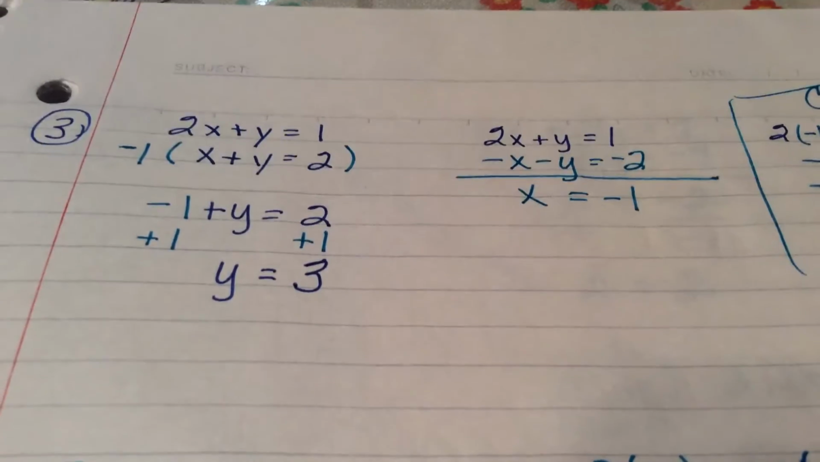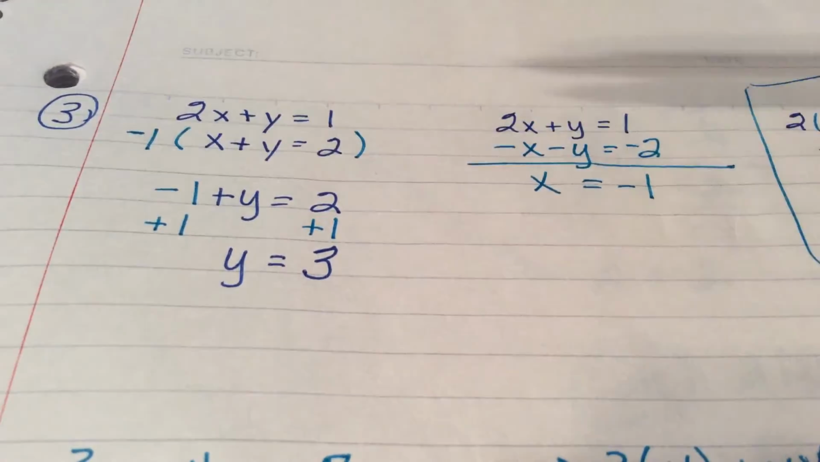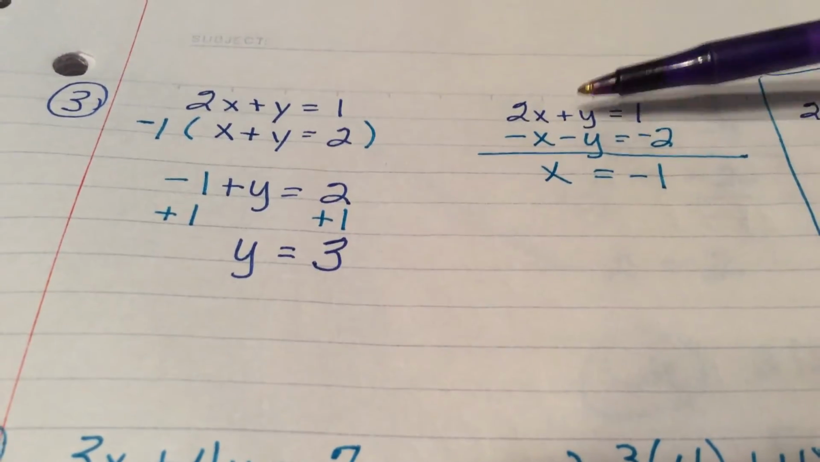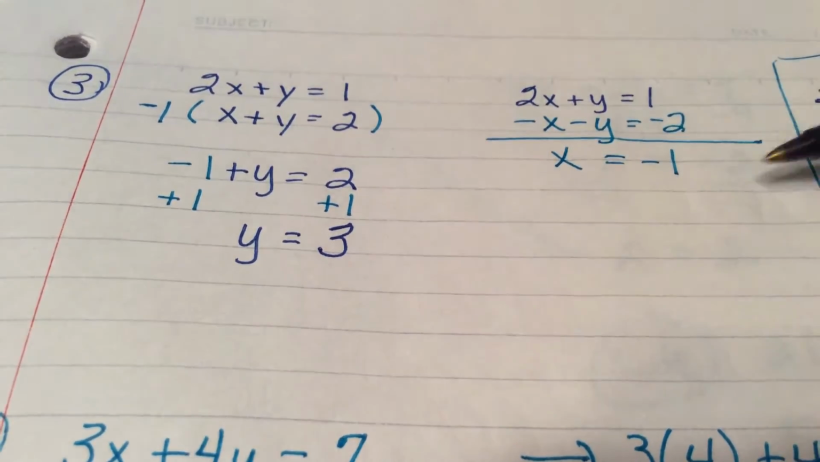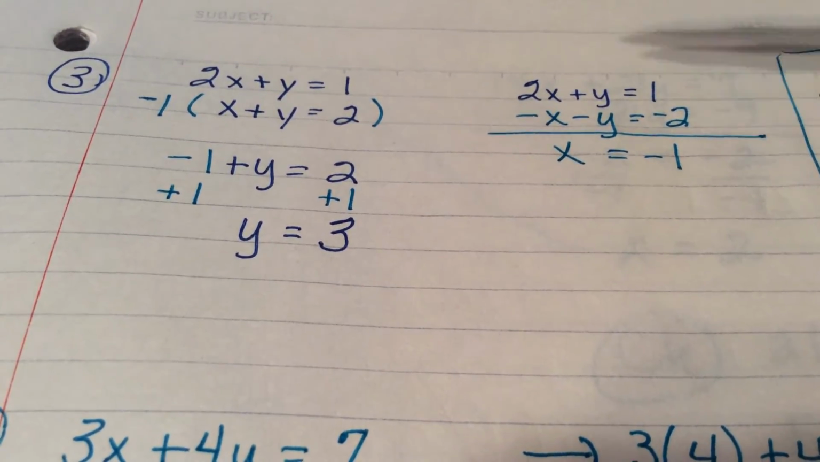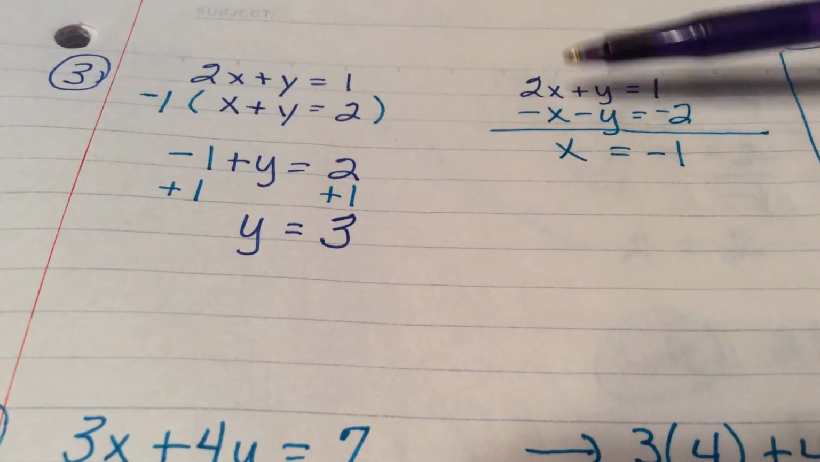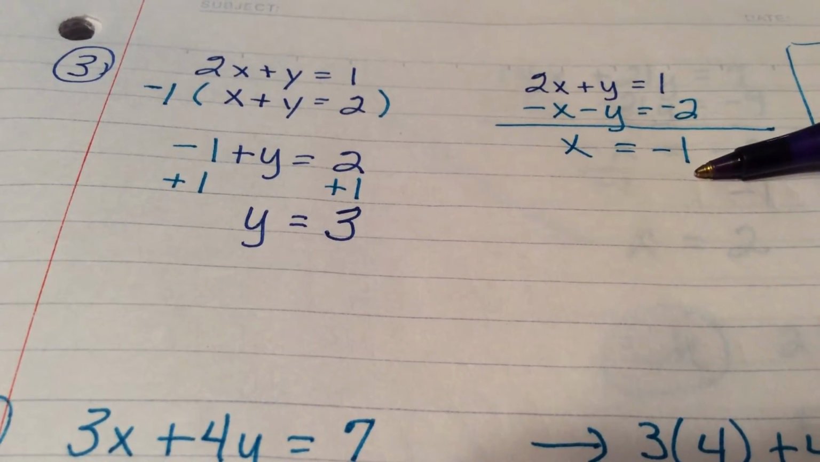So I have 2x plus y equals 1. And -1 times x is -x. -1 times positive y is -y. -1 times 2 is a -2. When you get through here, these y's will cancel out. 2x's minus x is x, and this gives us our -1.